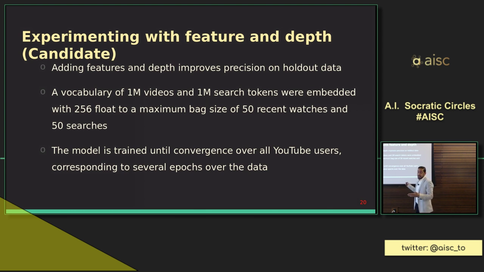So based on what they said, this is the most optimum thing they came up with. What has been trained is a vocabulary of 1 million videos and 1 million search tokens, embedded with 256 floats, up to the maximum batch size, because that's the size of the last layer of the ELU, with a batch of 50 recent watches and 50 searches. So that's the window that they are looking at. And they did it for all YouTube users, and they kept on training it until it converged.